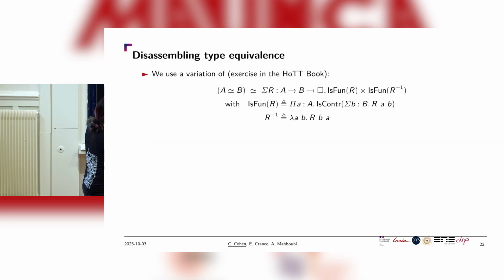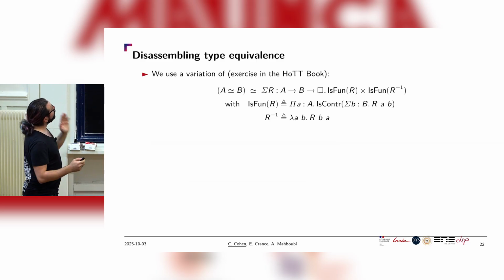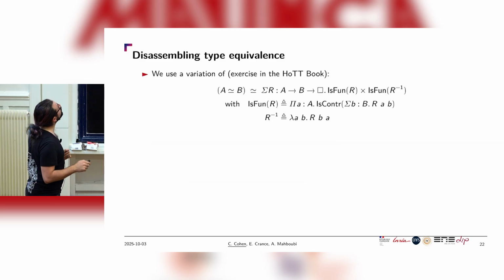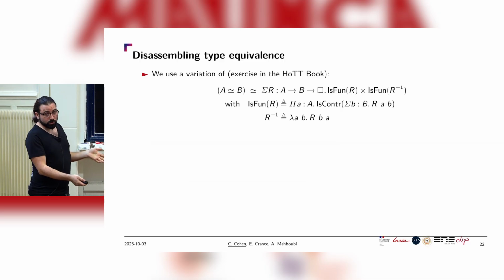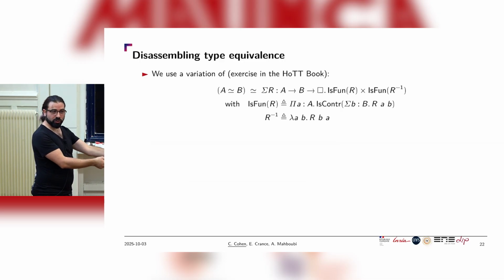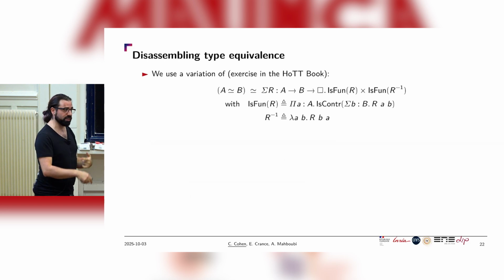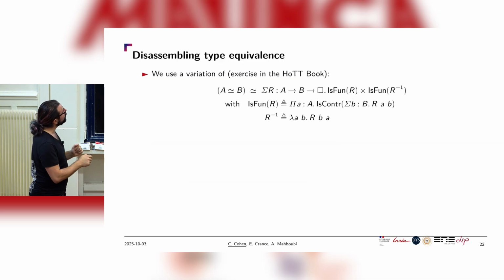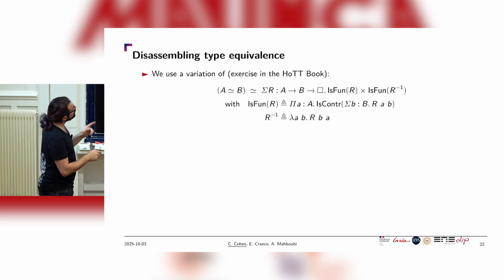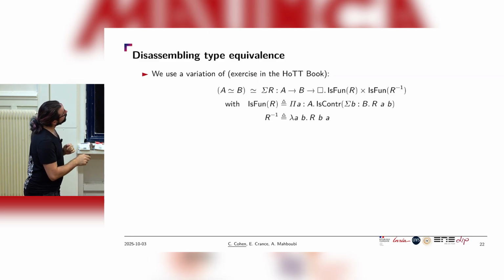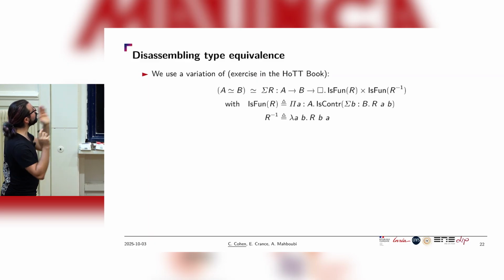So the pieces we cut it into are the following. First, we use a variation of an exercise in the HoTT book to rephrase equivalence in the following way. A and B are equivalent, this time not if there is a function that is an equivalence, but if there is a relation that is functional both ways, with a very strong meaning for functional, which is not only the existence of a function, but the contractibility of the fibers of the relation. So it's a very strong notion of being a function for a relation.